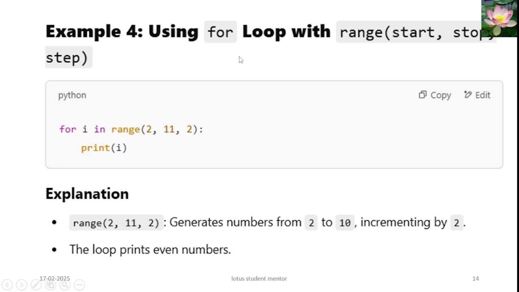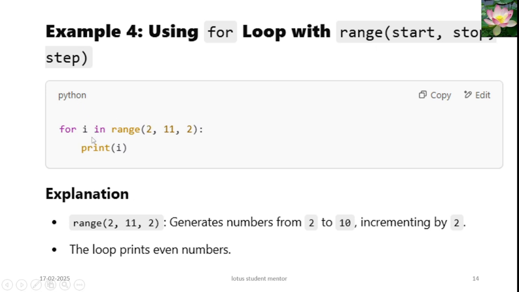Let us take the example from the previous session, the part 1 in the for loop video. We have studied 3 cases: over a range, over a string, and over a list. Now in these examples, there are 3 examples. Example 4, that is using for loop with range, start, stop and step.